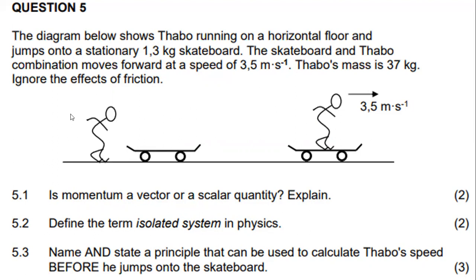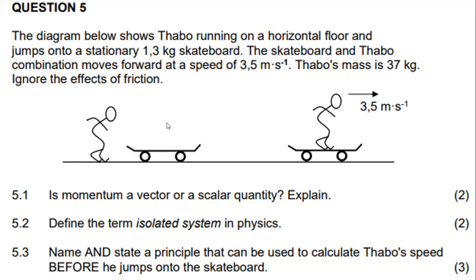Now, you should be able to see there that before Turbo collided with the skateboard, he was moving. So he has an initial velocity. The initial velocity is not zero because Turbo is not stationary.